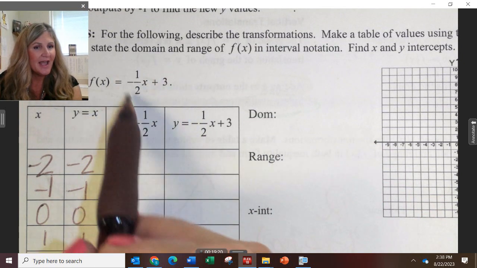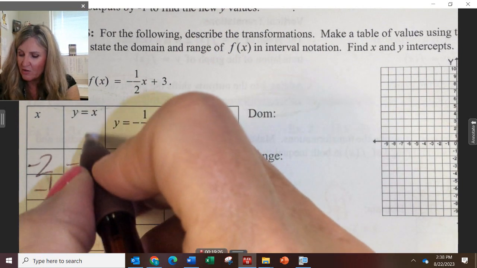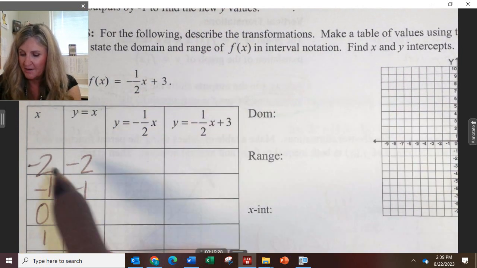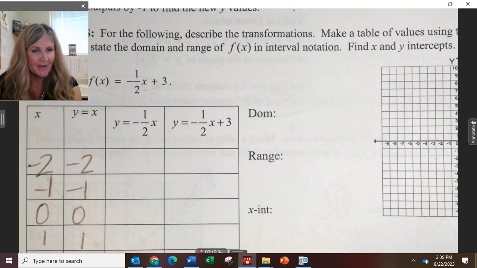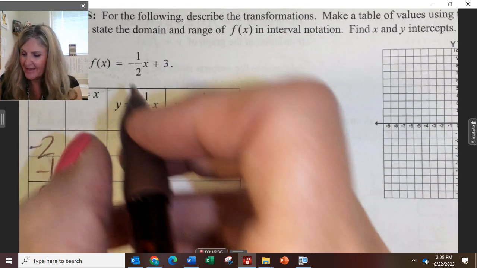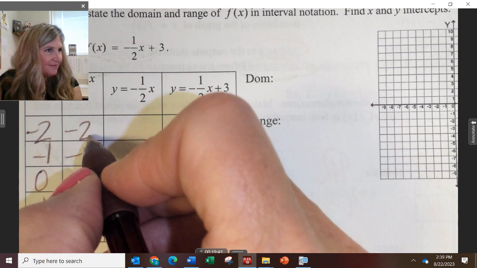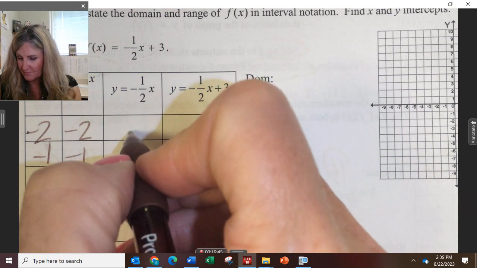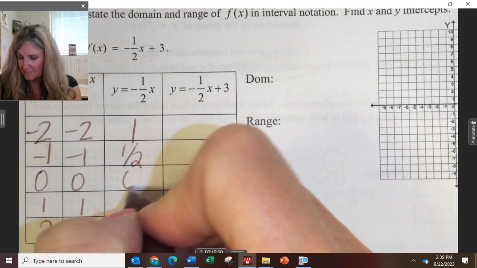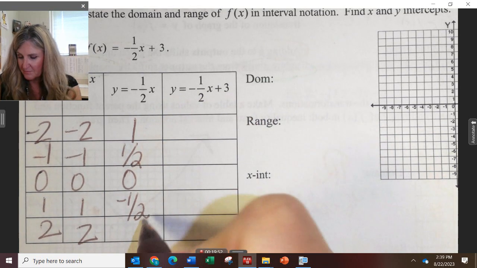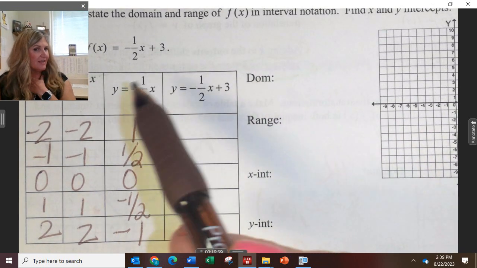What does the -1/2 do though? Well, that's a multiplier. So now I'd have to multiply all of my outputs by -1/2. I have to multiply all of these by -1/2. Okay, so see if you can do that at the same time I am. Multiply all of these by -1/2. Are you able to get those values?